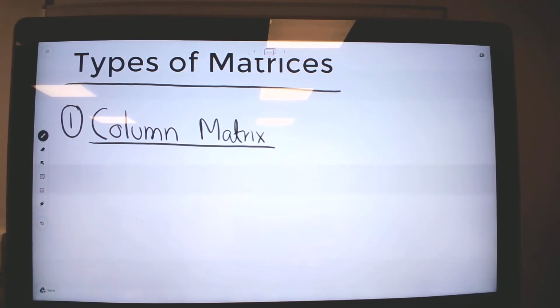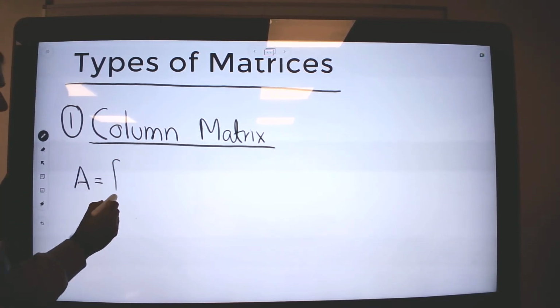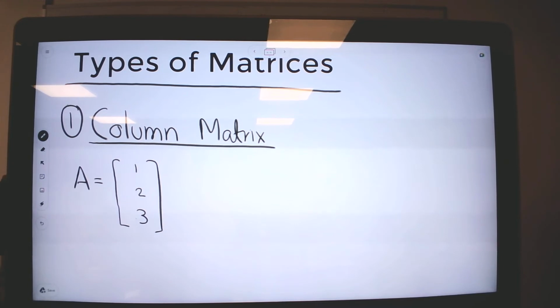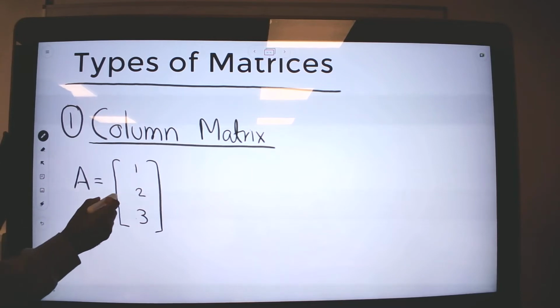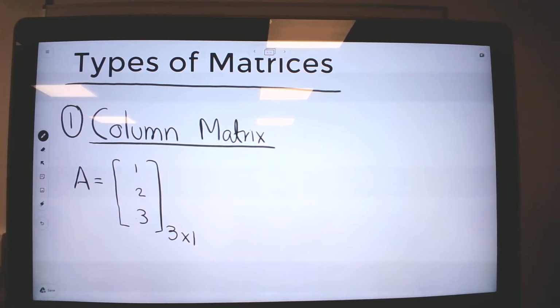Okay. Column matrix. The column matrix, for example, is a matrix. What's the order of this matrix? 3 rows, 1 column, so 3 cross 1, sorry. The column matrix is a matrix which has only one column. Yeah, it can have 7 rows. So it can only have one column. Okay. Any questions so far? Nope. Okay. Next one.